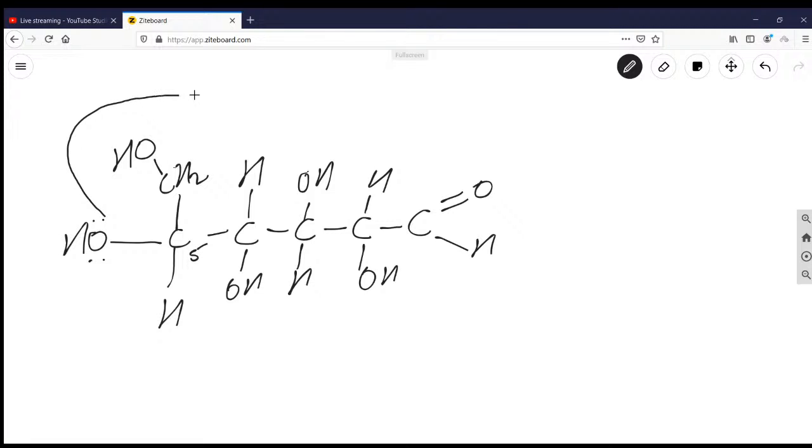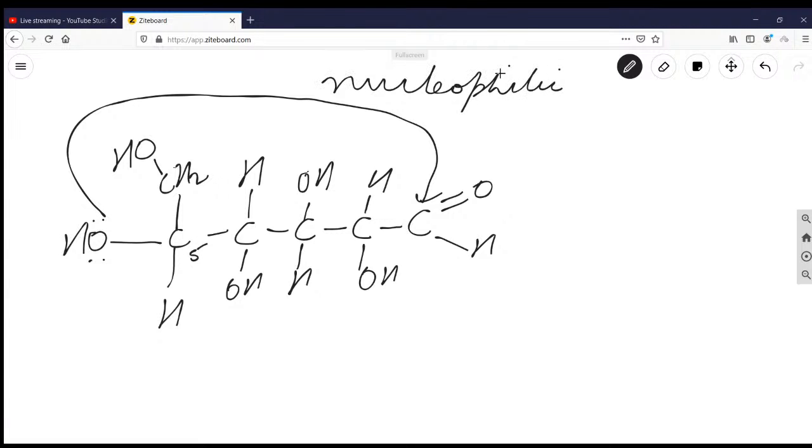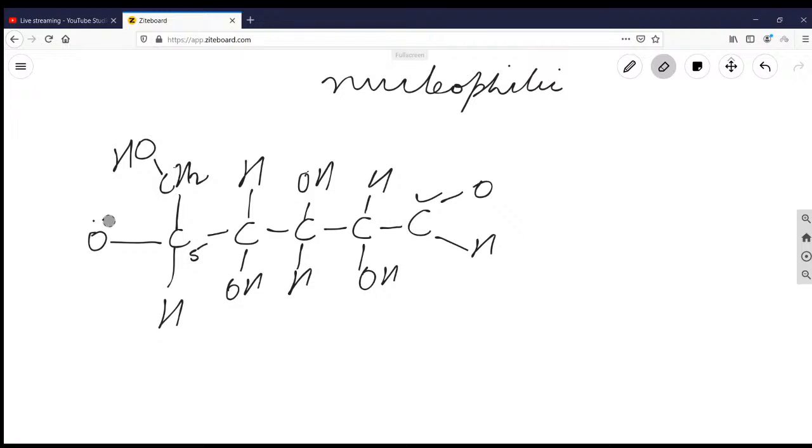So this will cause a nucleophilic attack. Nucleophile means nucleus loving, means proton loving or positive loving. So this will cause a nucleophilic attack on the first C of the aldehyde group. And when it does a nucleophilic attack, what will happen is this thing will be connected. How? Like this. This bond will be broken. This bond broken. Okay.